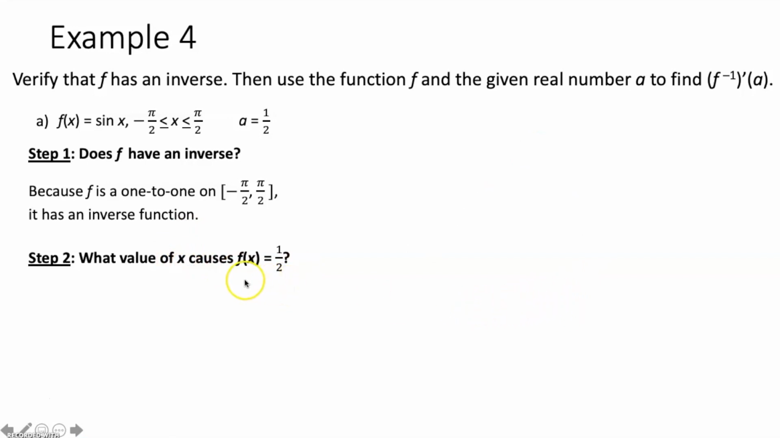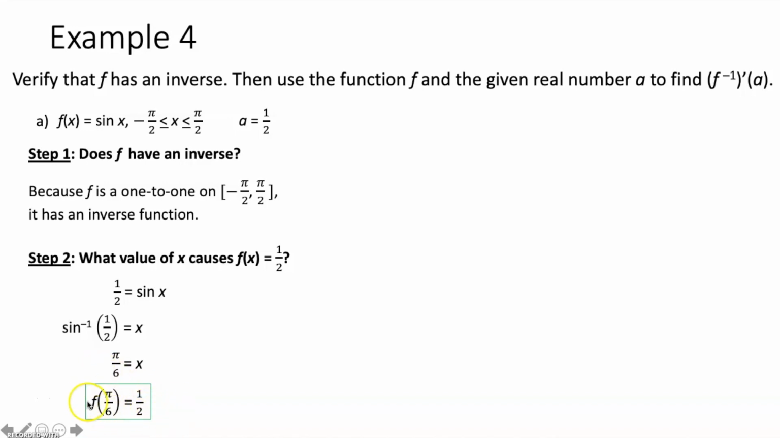So we set our function sine of x equal to our a value, and we solve for x. So how do I solve for x? Well, I take the inverse sine or arc sine of both sides. Now, what is the arc sine or inverse sine of 1/2? Well, remember, our domain is restricted from negative pi over 2 to pi over 2. So we look at our unit circle. What angle measure has a sine of 1/2? That's what this is asking. That angle is going to be pi over 6. So when x equals pi over 6, we know that our function is equal to 1/2.